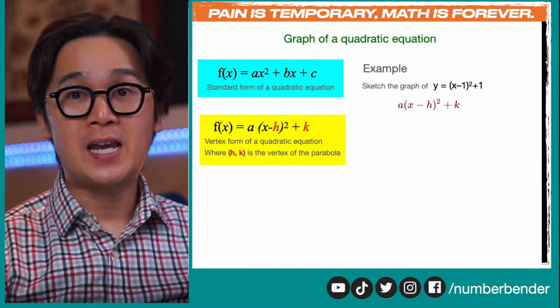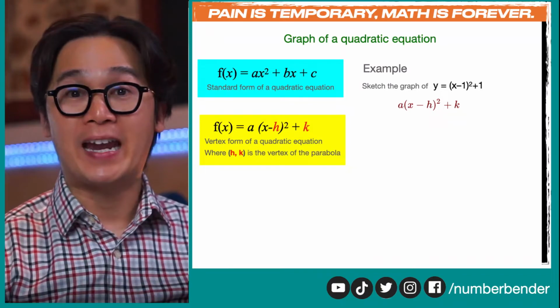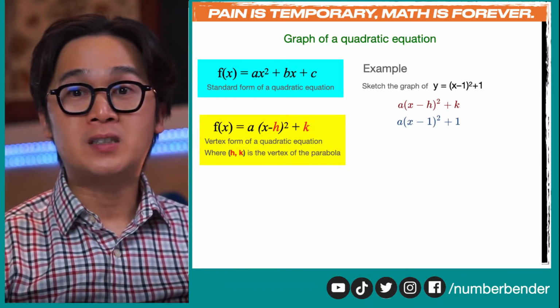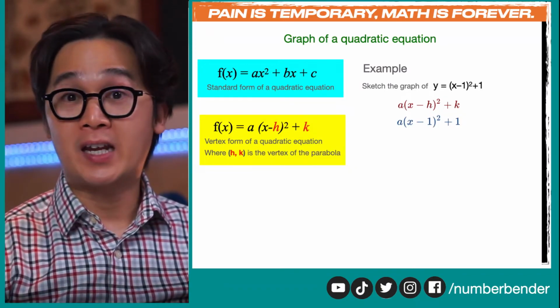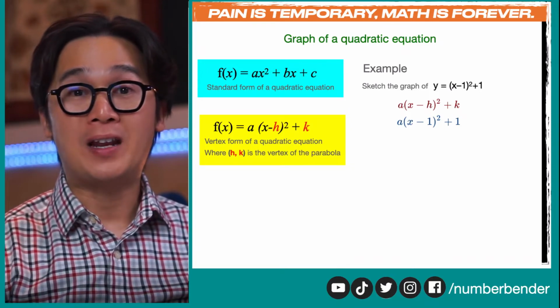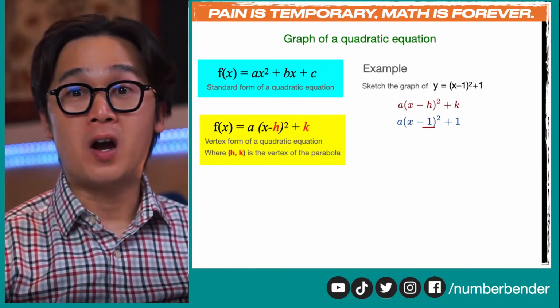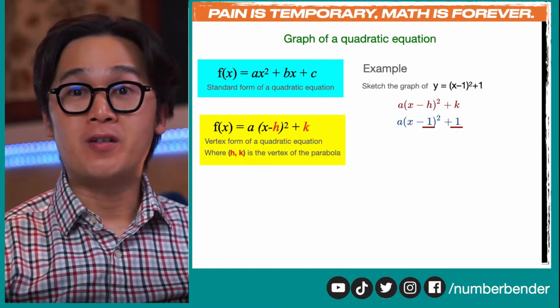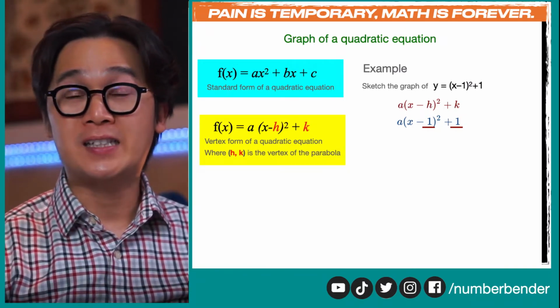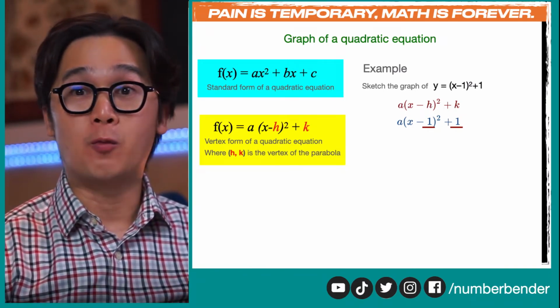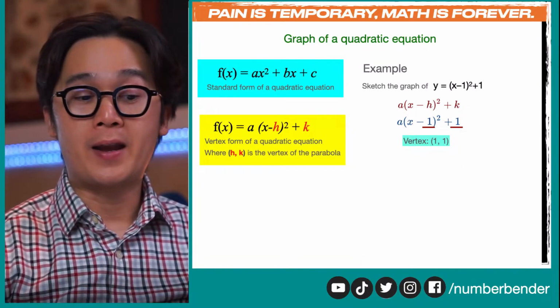And to find the vertex, it's opposite of h and k. And in this case, opposite of h and k would be opposite of negative 1 and 1. So we'll have positive 1 and 1 for our vertex for this particular parabola. So the vertex here is opposite of negative 1 and 1. So vertex is at 1, 1.